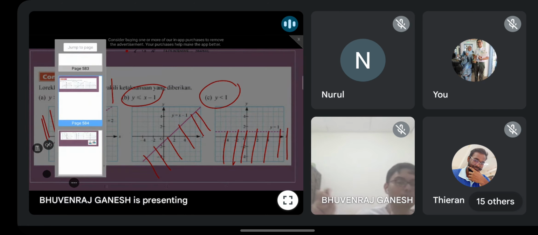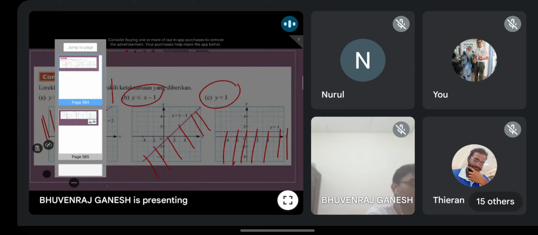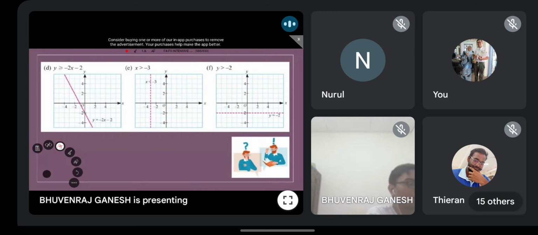Later you will combine a few inequalities, not only one. That is the complex one. Mereka akan gabungkan like 3 in 1 and then ask you where is the shaded region. We'll come to that soon. Okay. This one, guys, up or down? Number D.